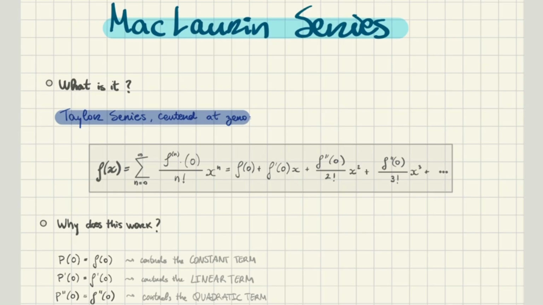Now, when you differentiate x to the n exactly n times, you get n factorial. So dividing each coefficient by n factorial is what cancels that out, ensuring that the nth derivative of your polynomial matches f at 0 exactly. Now, what's the core problem? A Maclaurin series is an infinite sum. Infinite sums do not always behave like finite ones. They can diverge, oscillate, or blow up entirely.